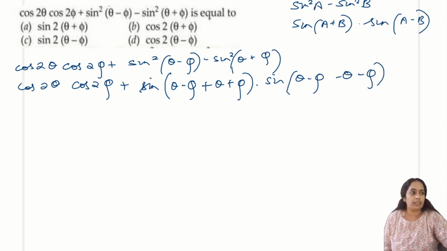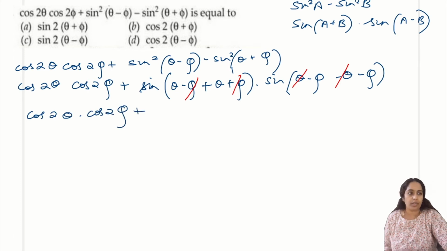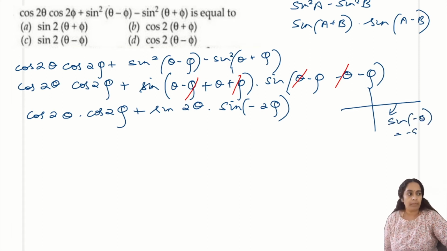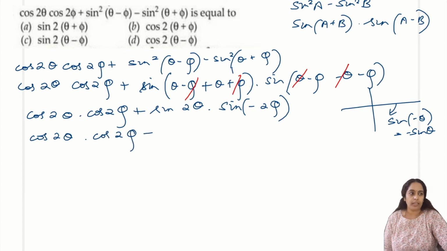So here plus phi minus phi gets cancelled, plus theta minus theta gets cancelled. So I have cos 2 theta cos 2 phi plus sin 2 theta sin of minus 2 phi. What is sin of minus theta? When I take the 4 quadrants, children, sin of minus theta will be minus sin theta, because in the 4th quadrant only cos is positive. So it's going to be here cos 2 theta cos 2 phi plus sin 2 theta sin of minus 2 phi will be minus sin 2 phi.